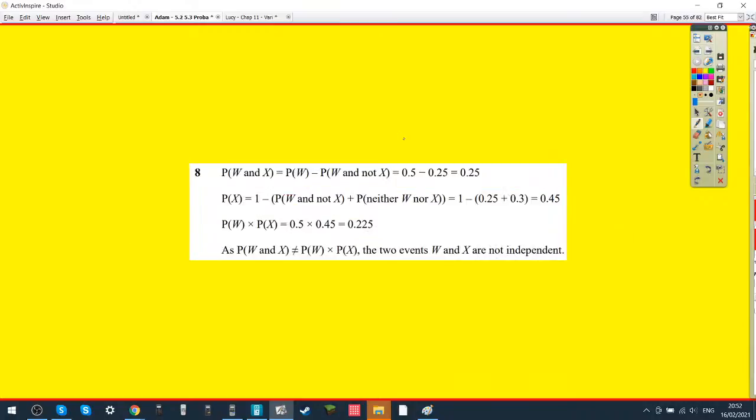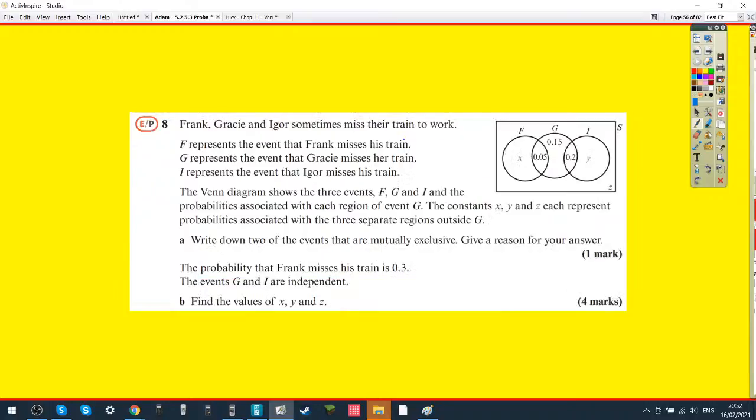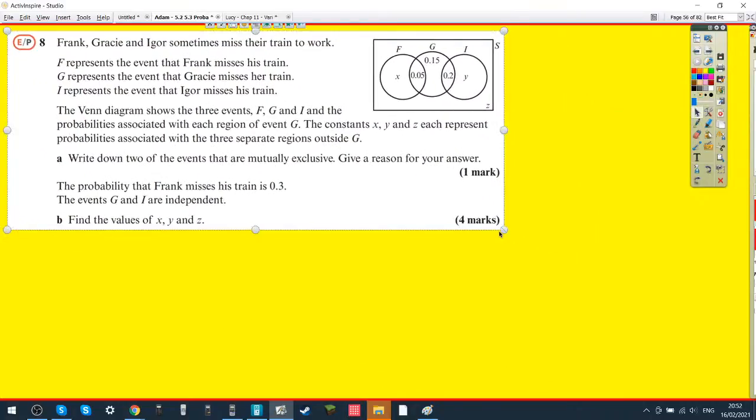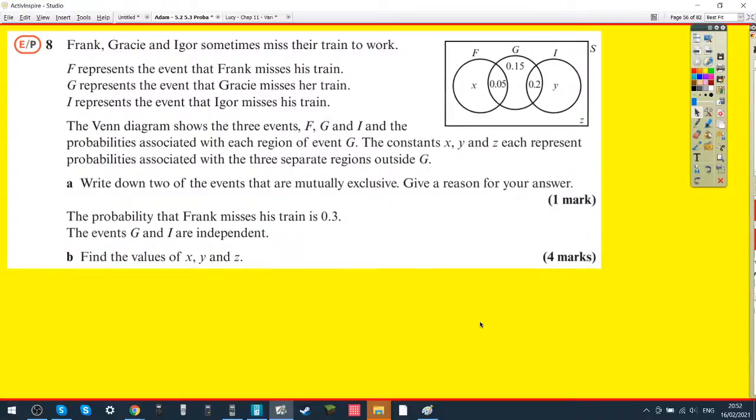One of these days, they're going to actually be independent. Let's see this one. They're always not independent. Write down 2 events that are mutually exclusive.